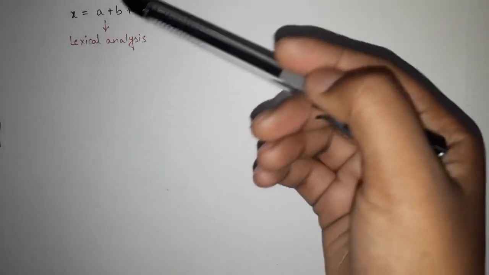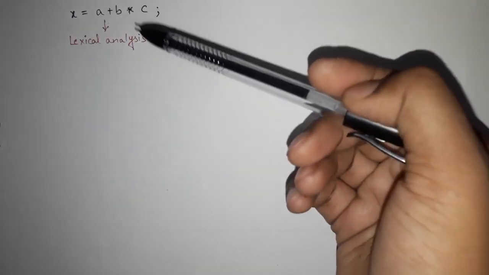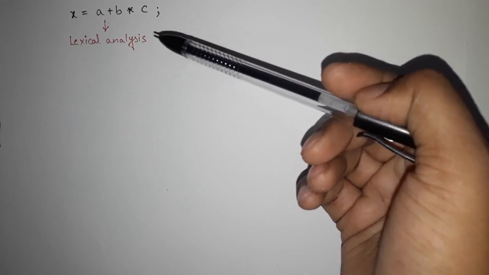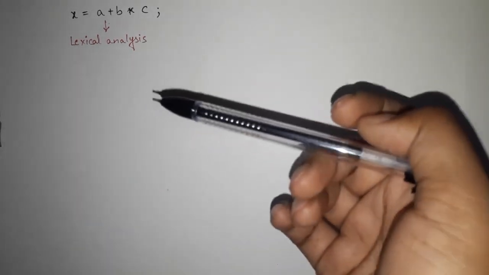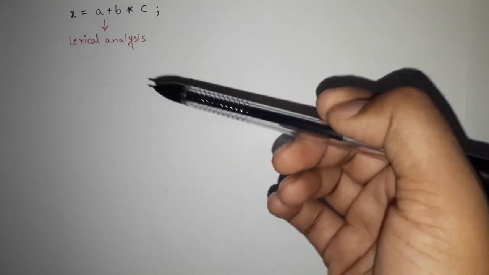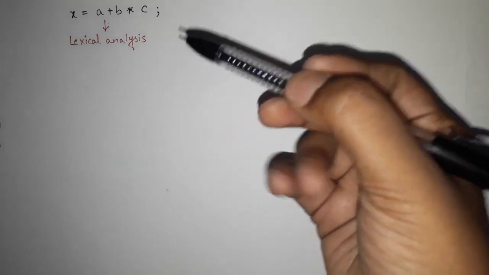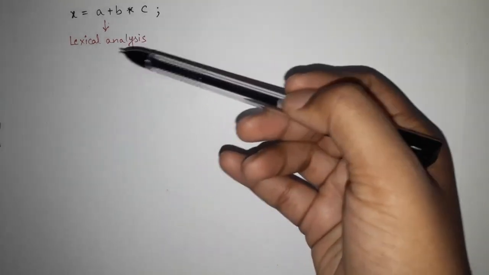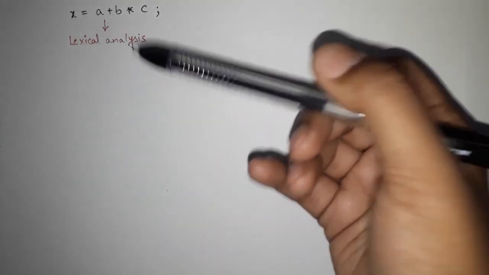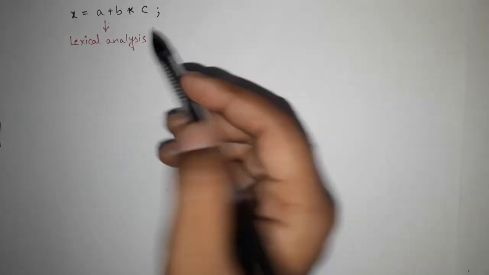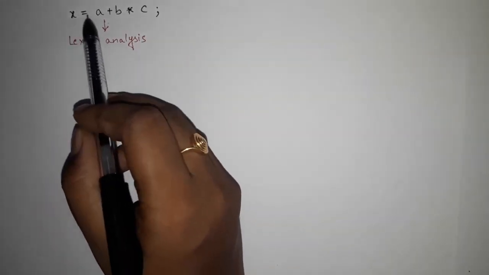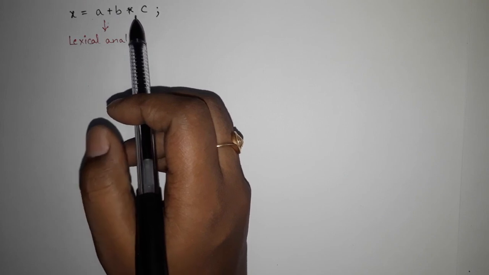So here, let x = a + b * c. This is only one line of code. It first goes into the first phase of the compiler, that is lexical analysis. As I told you in the previous video, the lexical analysis phase generates the stream of tokens. It identifies which are the identifiers and which are the operators.